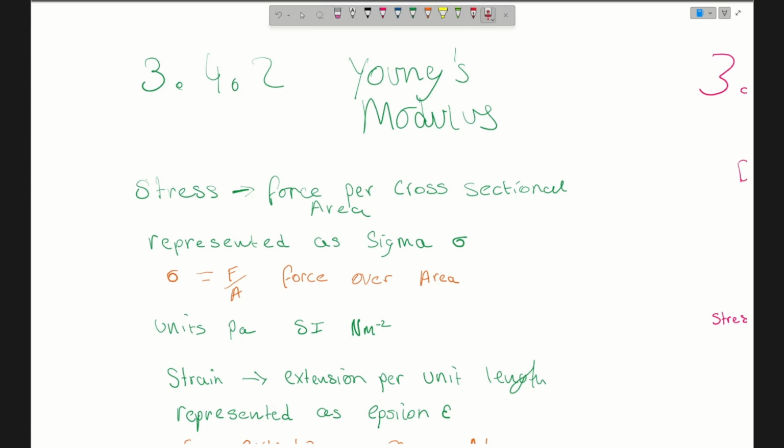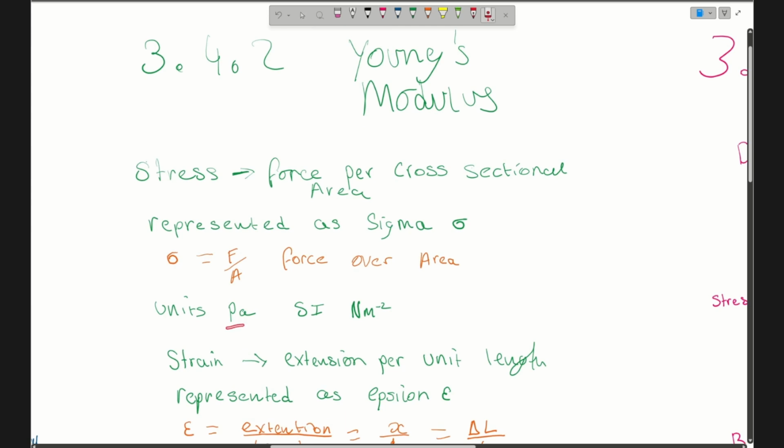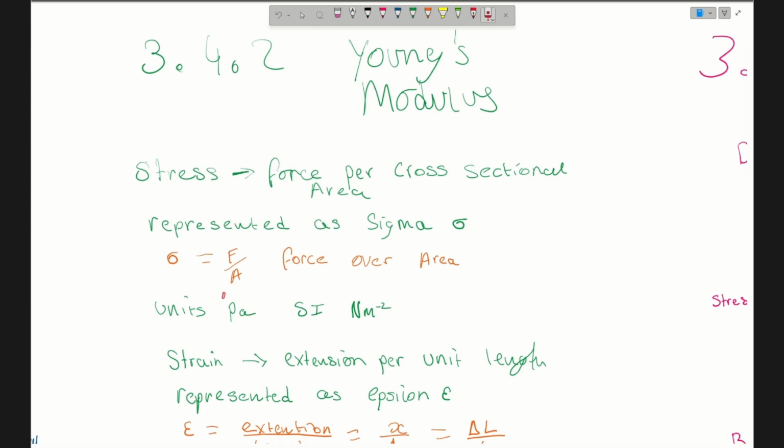It's represented as the Greek character sigma. Yes, sigma. And it is force over area, as we've already said, which can be represented as F over A. Its units are pascals, with a capital P, a, and a lowercase a. Its SI units, however, are newtons per meter squared, or N m^-2.